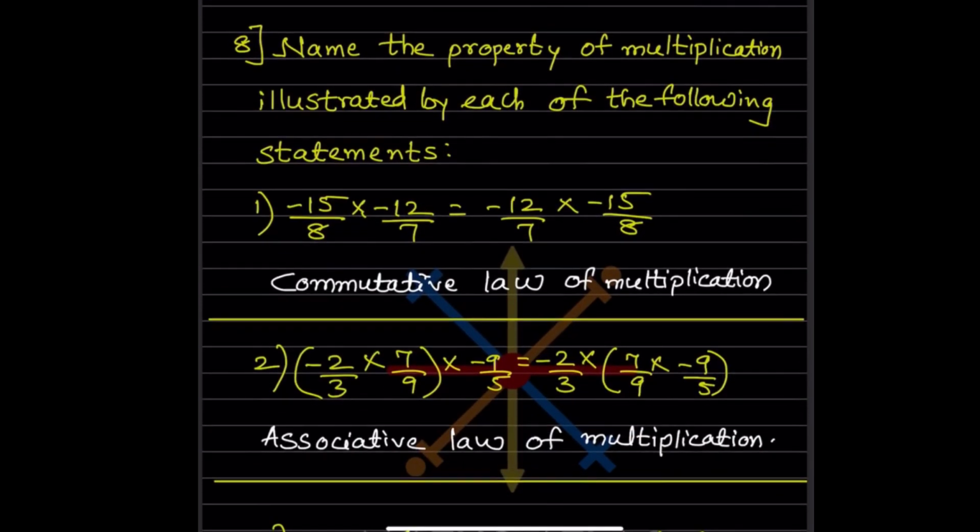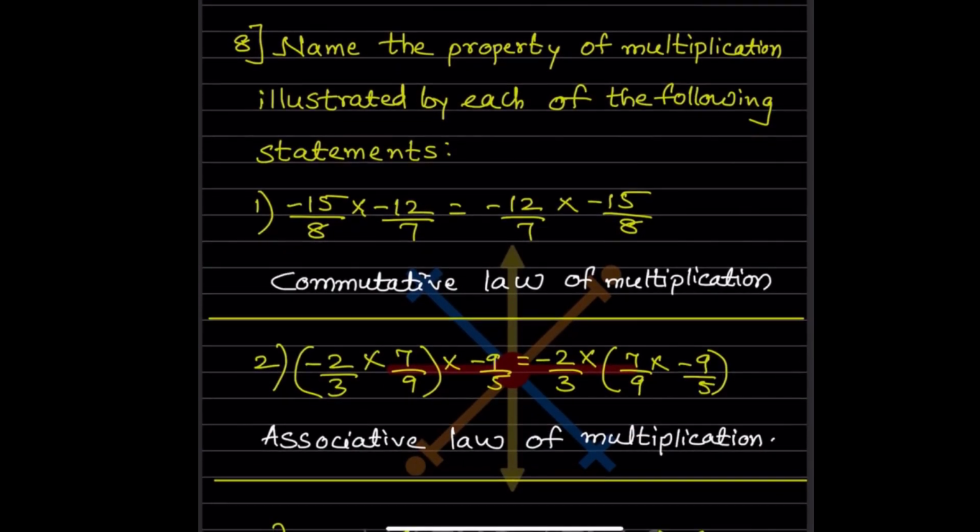Now they said here, name the property of multiplication illustrated by each of the following statement. Minus 15 by 8 into minus 12 by 7 is equal to this. So what is this? We can consider this A, this is B. So now what you can see, this is the same. This is B into A. So what we can say, that is the commutative law of multiplication. A into B is equal to B into A.